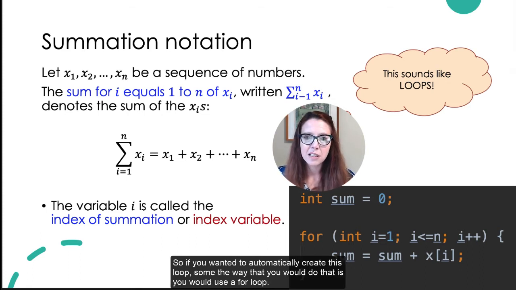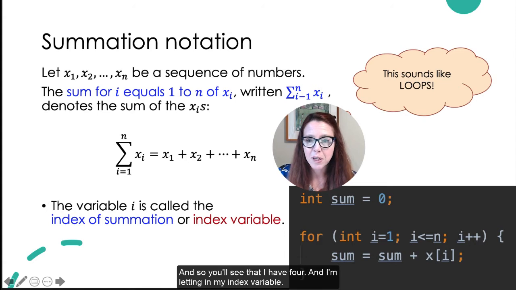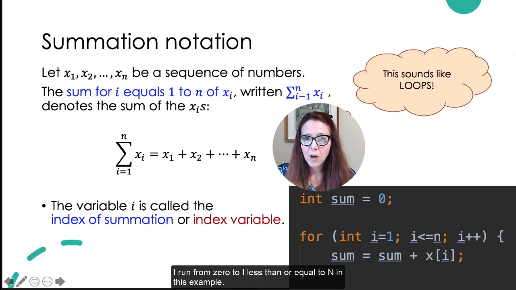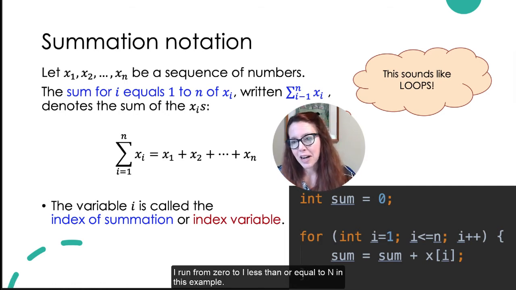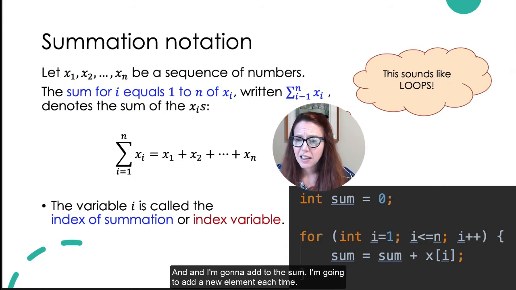So if you wanted to automatically create this loop sum, the way that you would do that is you would use a for loop. And so you'll see that I have for, and I'm letting my index variable i run from 0 to i less than or equal to n in this example. And I'm going to add to the sum, I'm going to add a new element each time.